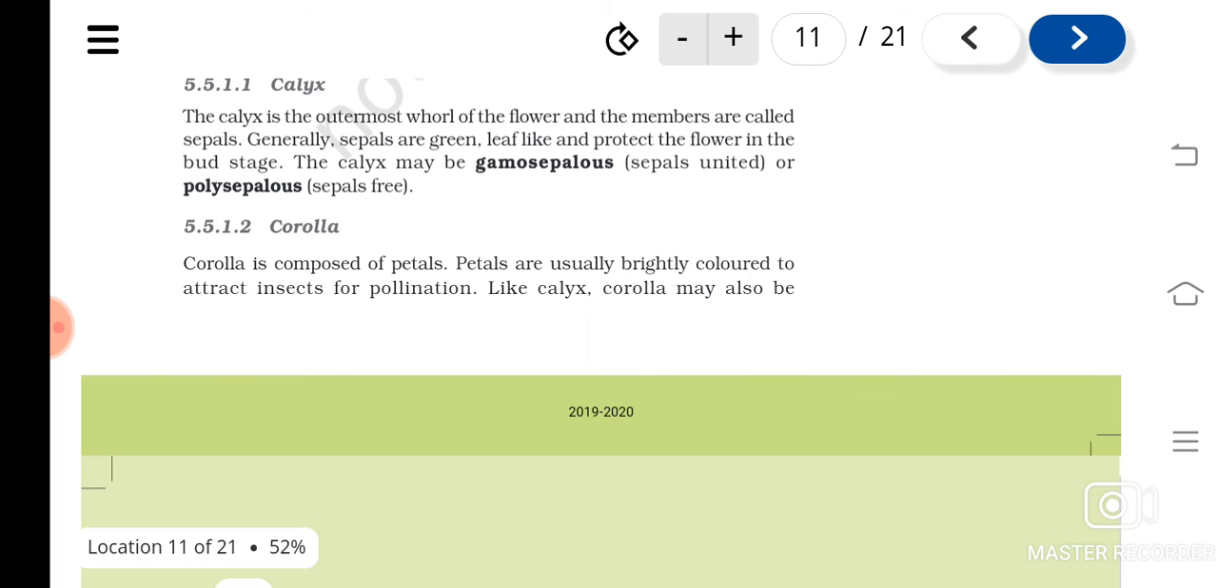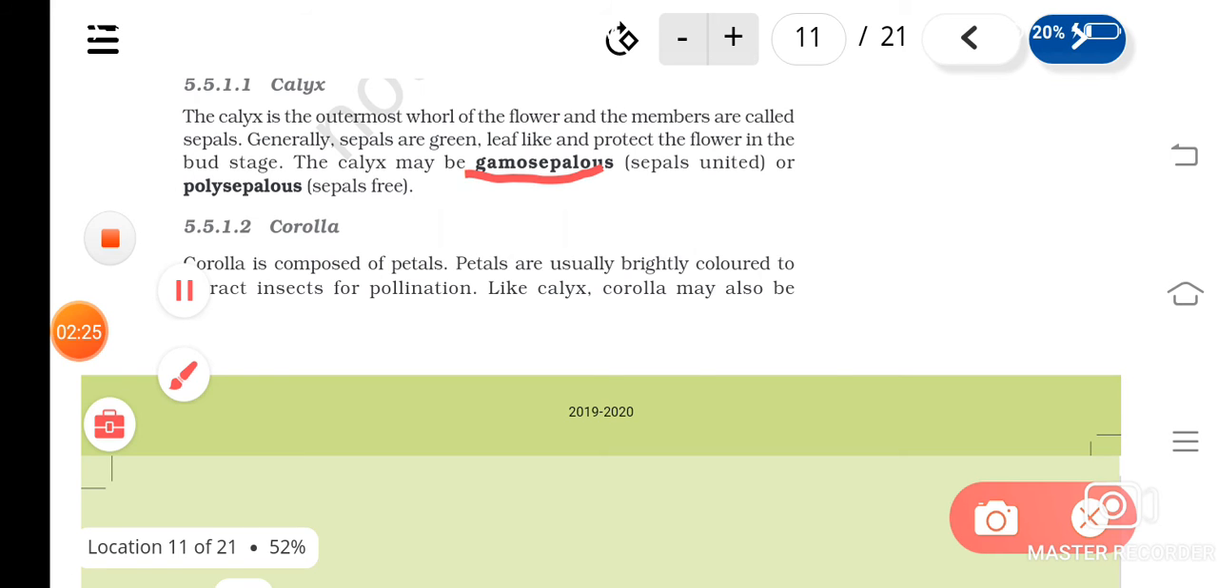Okay. So I told you the calyx can be gamosepalous or polysepalous. That is, gamosepalous means what? If the sepals are united, and we cannot separate them without tearing, then we call it gamosepalous. Okay, so if the sepals are free, then we call it polysepalous.